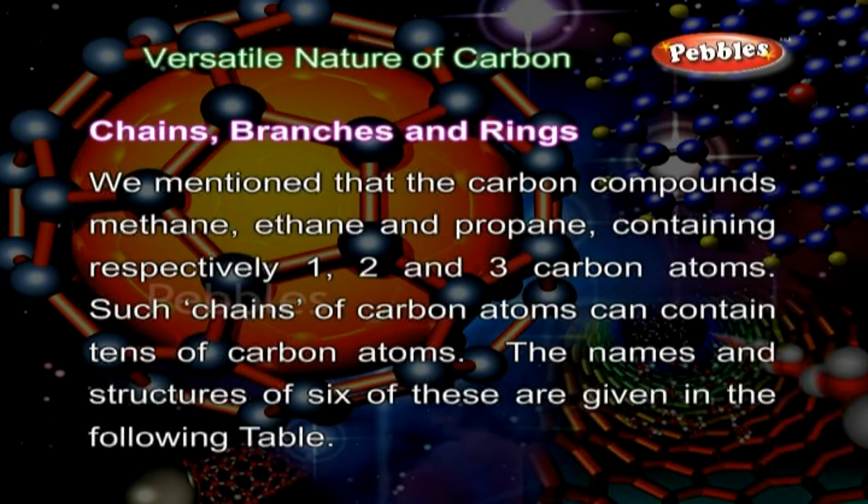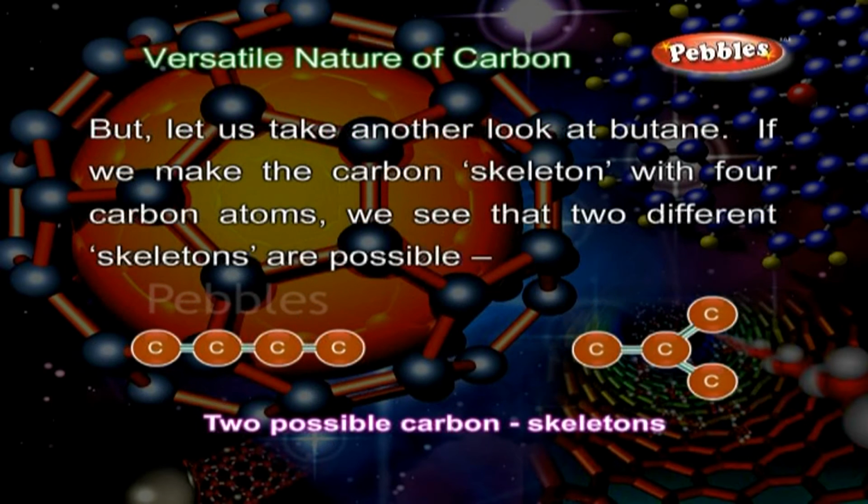Chains, branches, and rings. We mentioned the carbon compounds methane, ethane, and propane containing respectively 1, 2, and 3 carbon atoms. Such chains of carbon atoms can contain tens of carbon atoms. The names and structures of 6 of these are given in the following table. But let us take another look at butane.